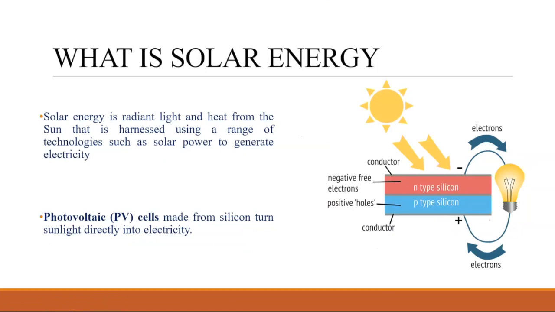Basically, photovoltaic cells are just made of silicon, and they are doped in such a manner that when we incident light or sunlight on them, the electrons are generated, right? So basically this is how solar energy is generated.